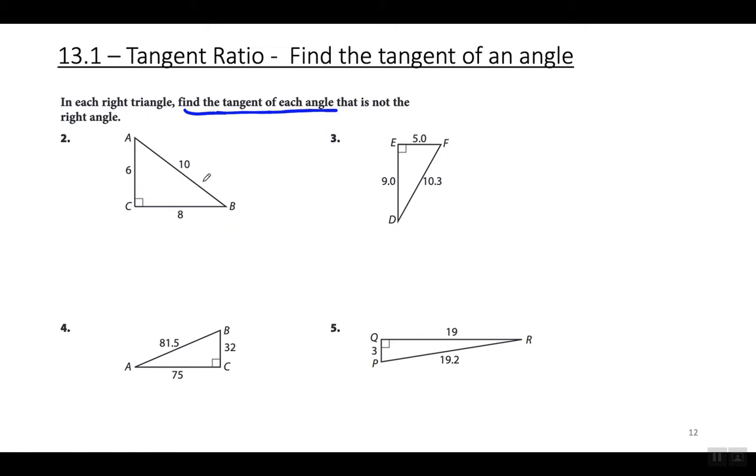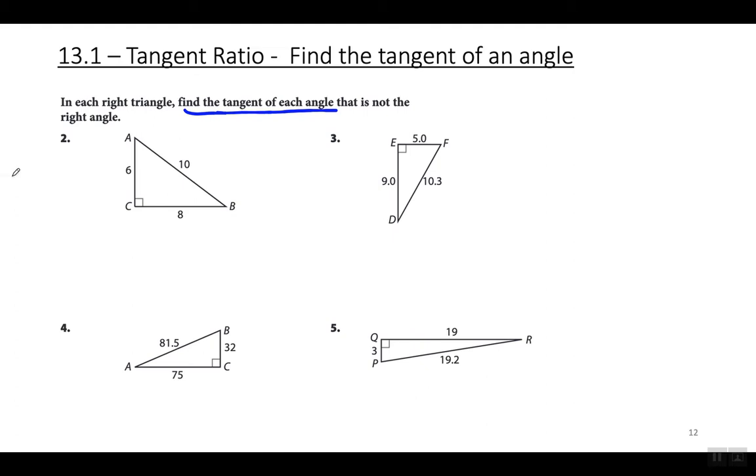So in each problem, I got to find 2 things. I got to find the tangent of this angle as well as this angle. Of the 2 angles that are not 90 degrees, basically, okay? En cada problema tengo que encontrar el tangent de cada ángulo que no sea un ángulo recto. Okay, esto nunca se hace para un ángulo recto, siempre para los otros 2 ángulos.